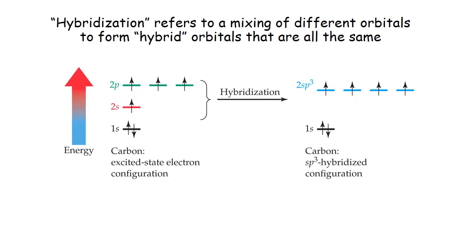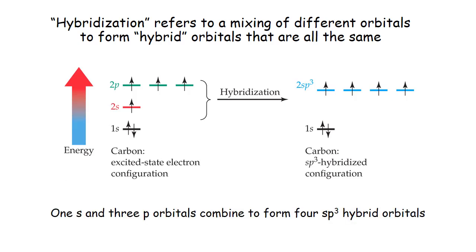So what we're going to do is take the single 2s orbital and the 3 different 2p orbitals, and we're going to hybridize them. We're going to mix them together, and we're going to make 4 identical sp3 orbitals. And we're going to talk more about this sp3 in just a second, okay? But you need to think about this. So 1 s and 3 p orbitals combine to form 4 sp3 orbitals. So we're going to think about this like a blender, okay?